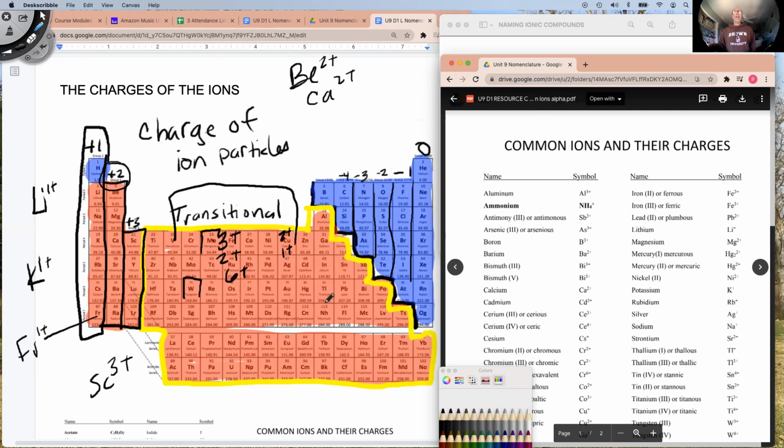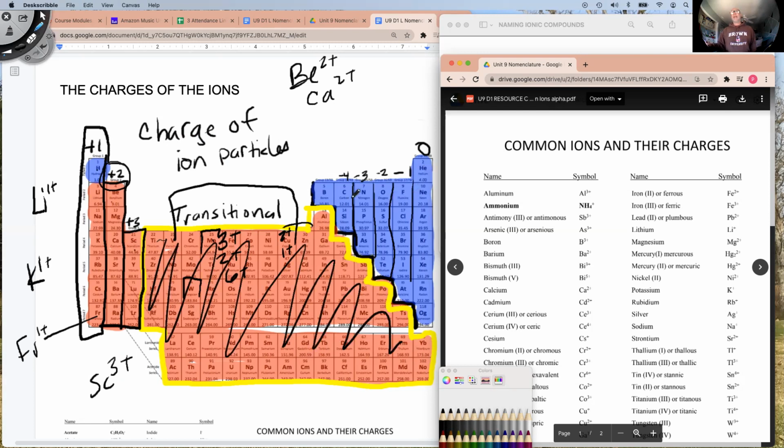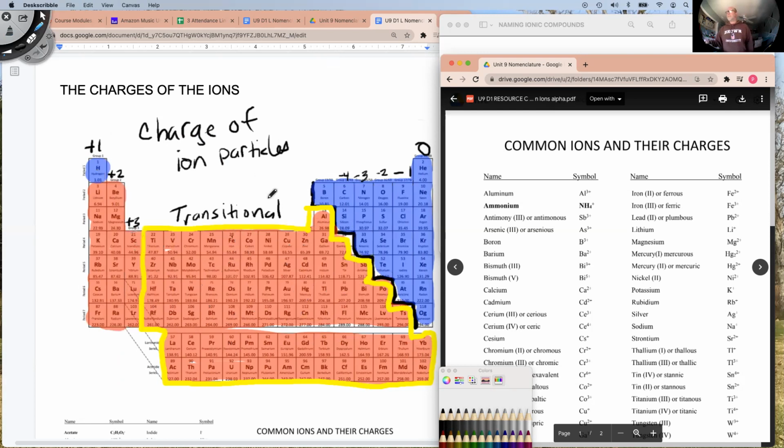So depending on what element we're talking about, these in here, we won't work with today. We're going to work with them next class because their charges vary. We're only going to be working with column 1, 2, and 3, and then these last columns. All right, so let's get going. Hopefully, everything makes sense so far.